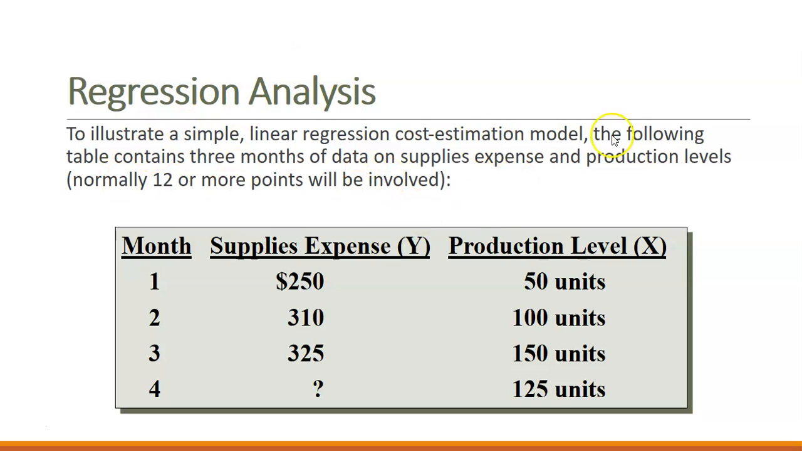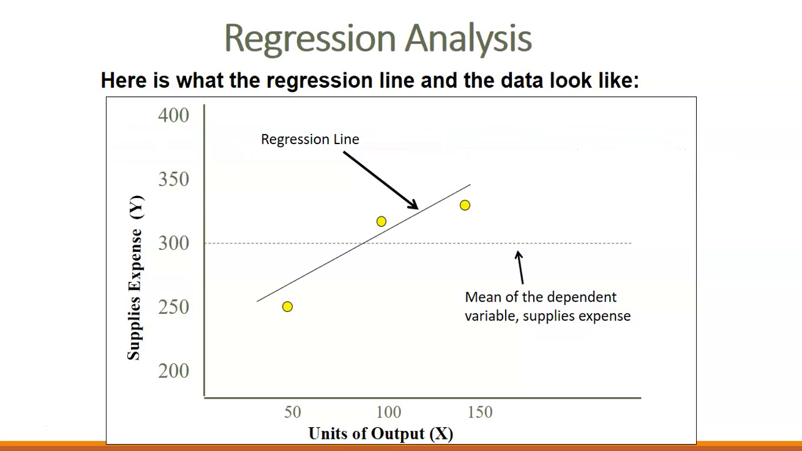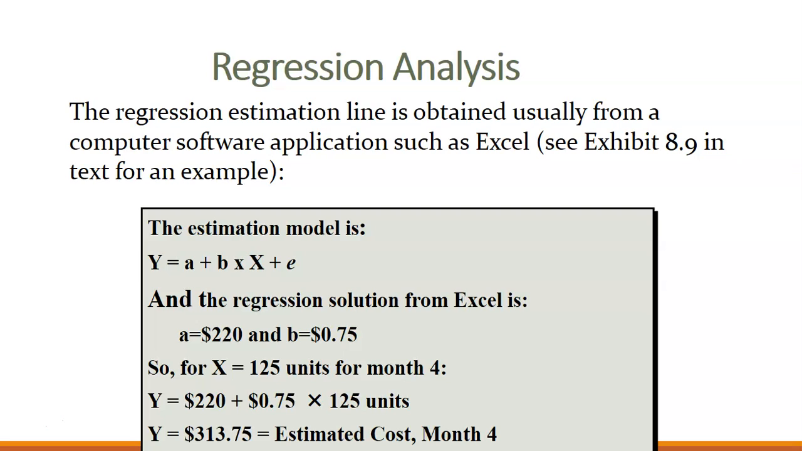So we have some information here. We have 3 months of data on supplies, expenses, and production levels. Normally, we would have more data points involved in regression analysis, but in this example, we just have the 3 months of information. We draw a line with those graphed points. Then we would do a regression analysis.